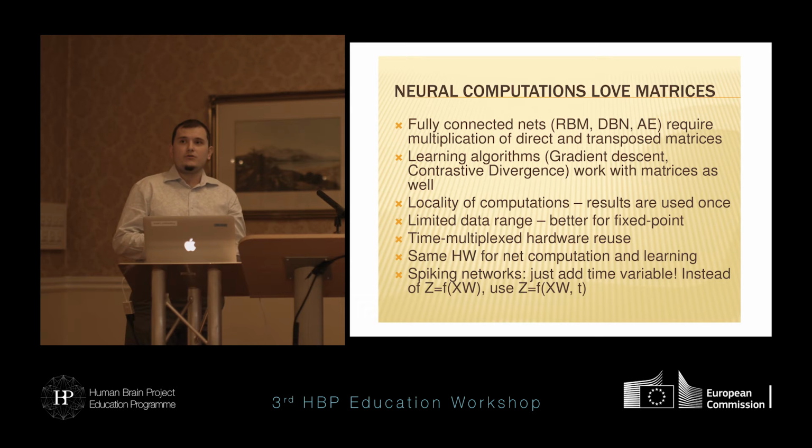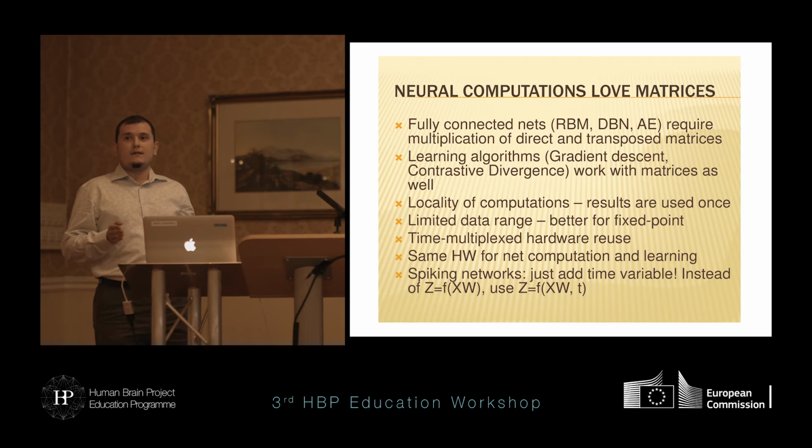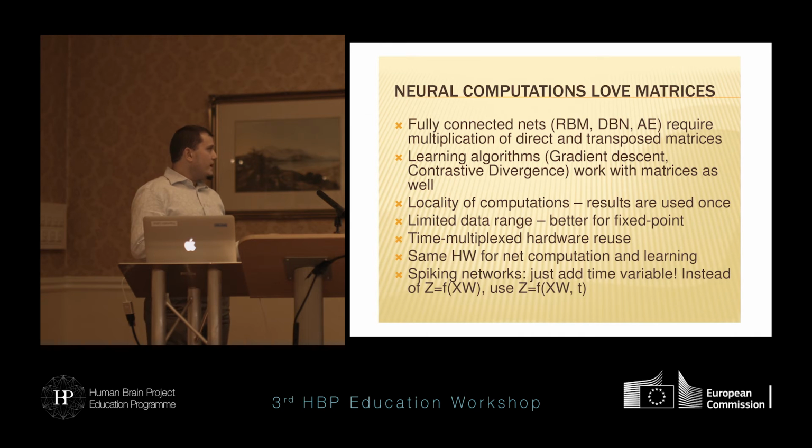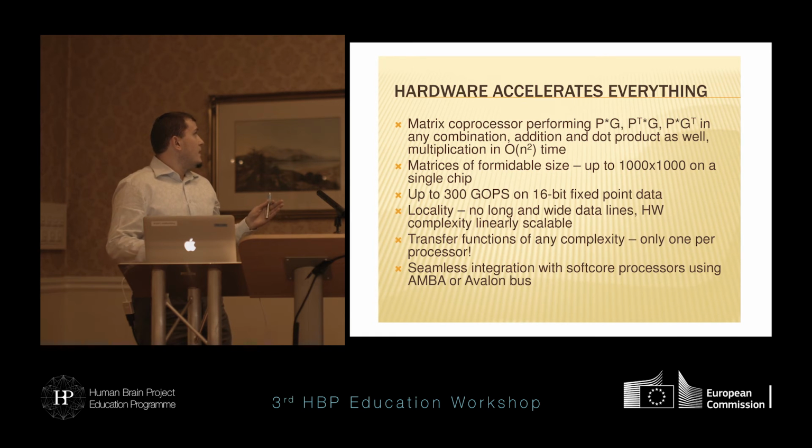What about spiking neural networks, which are mostly interesting for all of us? Well, if you modify your transfer function so that it is a function not only of the input and your weight matrix, but also adds a time variable, so that you can modify the membrane degradation potential, then you can calculate certain types of spiking neural network as well. So matrix computations and neural networks are big friends.